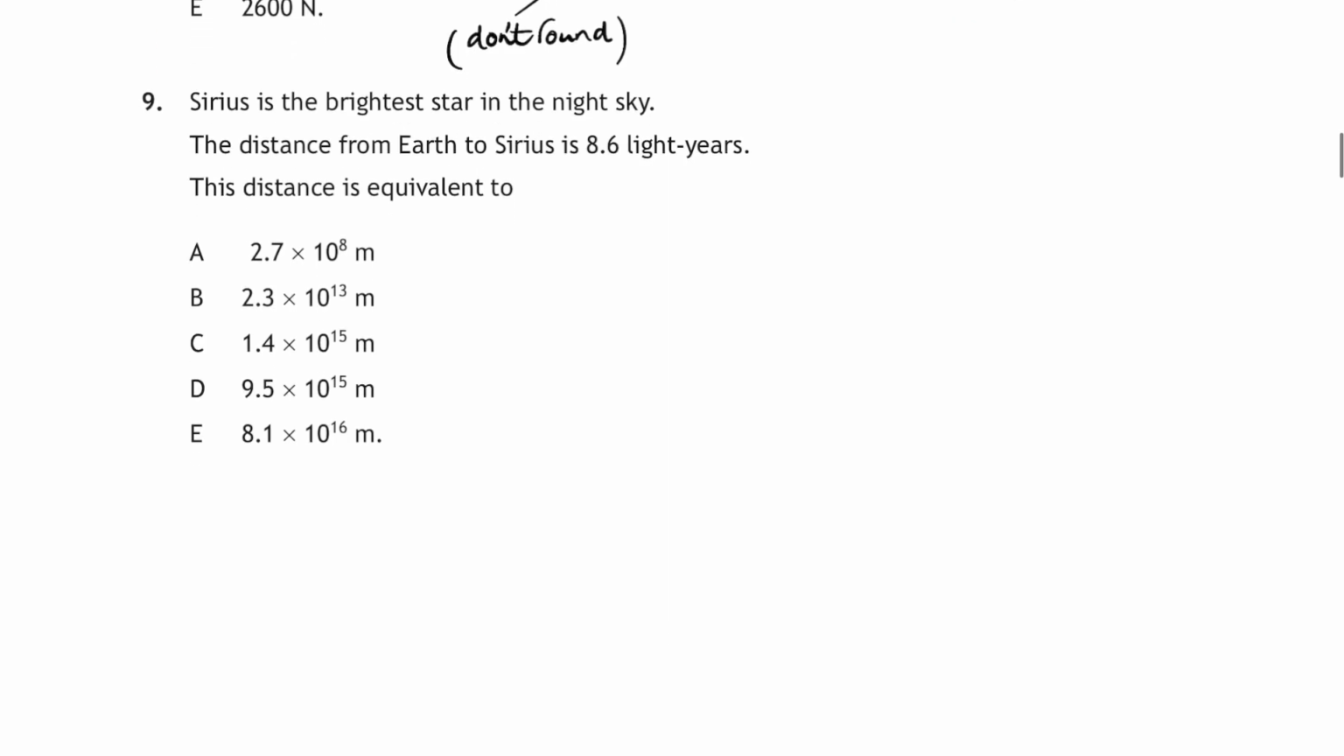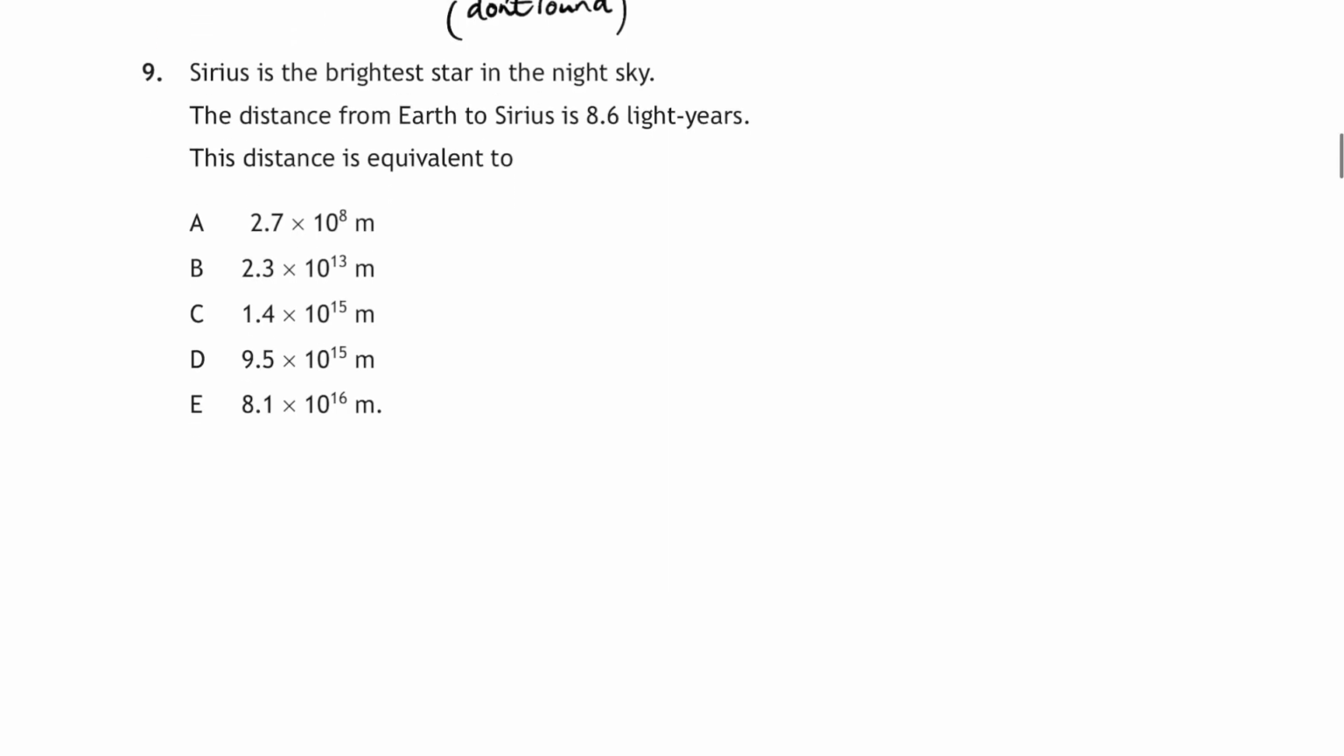Question 9. Sirius is the brightest star in the night sky, and the distance from Earth to Sirius is 8.6 light years. And we have to convert this distance into meters. So we're going to use distance equals speed times time. Because it's light years, we're using the speed of light. Remember, 1 light year is the distance that light travels in 1 year. So we're going to multiply the speed of light by a time of 8.6 years.